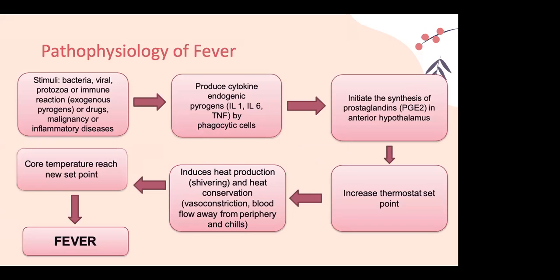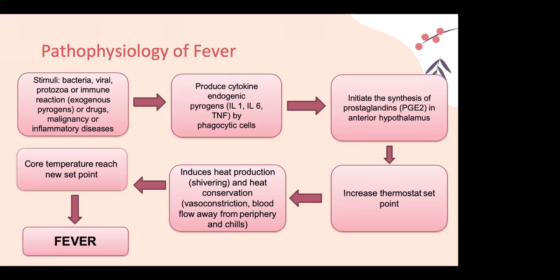For the physiology of fever, it starts with stimuli that can be due to bacteria, virus, protozoa, immune reaction, drugs, malignancy or inflammatory disease. These stimuli trigger phagocytic cells such as macrophages to produce cytokine pyrogens such as interleukin-1, interleukin-6, and TNF. Hence, the cytokines initiate the synthesis of prostaglandin in the anterior hypothalamus.